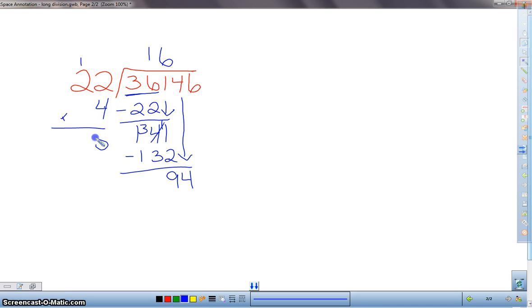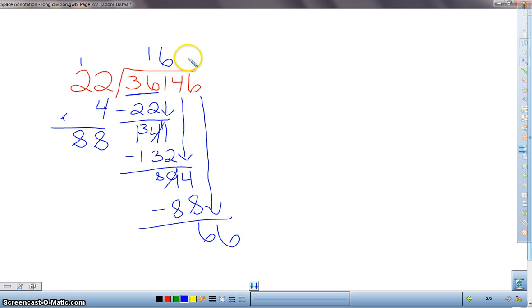4 times 2 is 8. I'm going to subtract 88. Okay, borrow from here. 14 minus 8 is 6. 8 minus 8 is 0, so I can't go any further, and I'm going to drop my 6. Put my 4 above before I forget it.